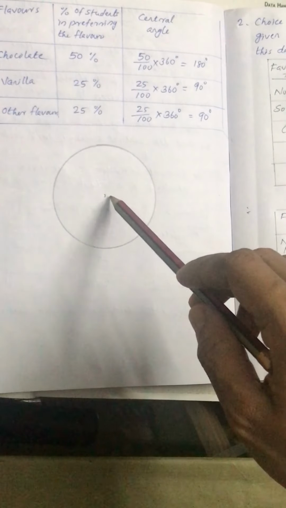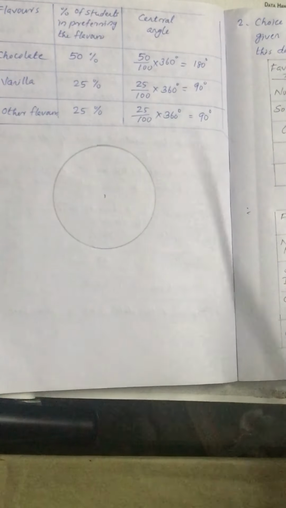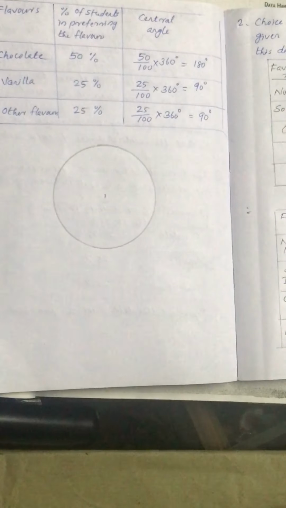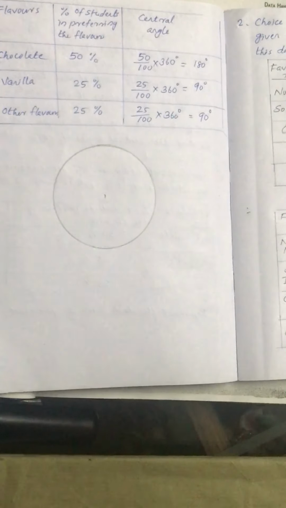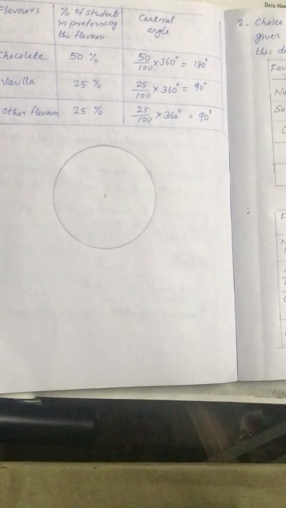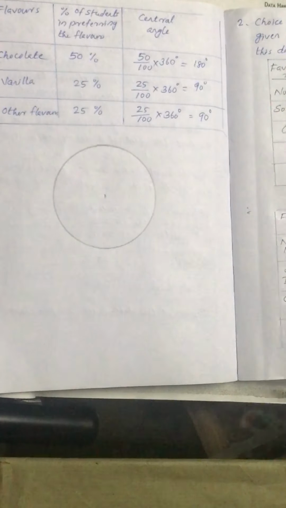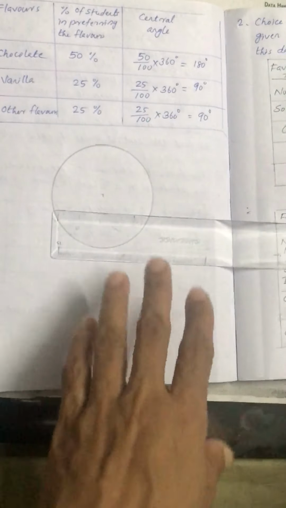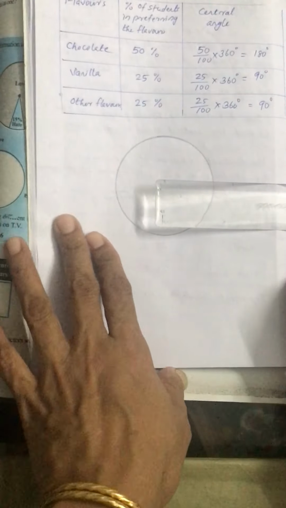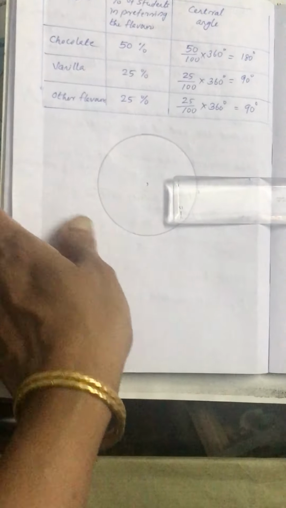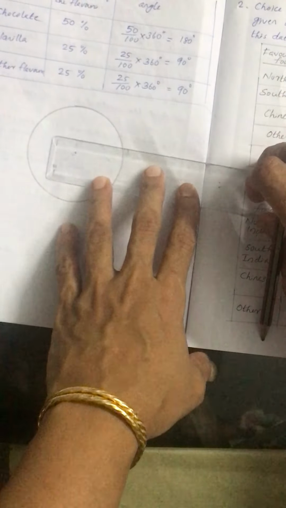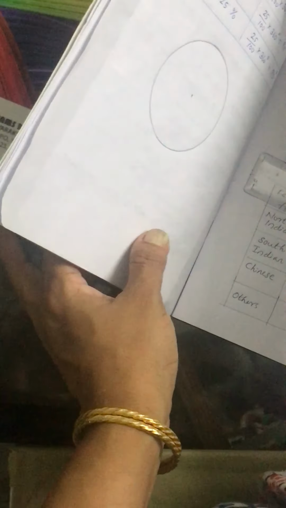First we draw a circle at any radius. We can choose any radius for that circle. After that we mark the center, and with that center we can draw one radius, any radius. First we mark the center of that circle.